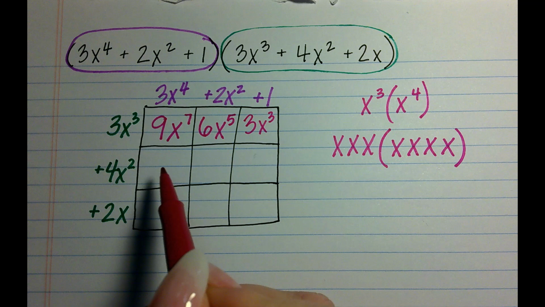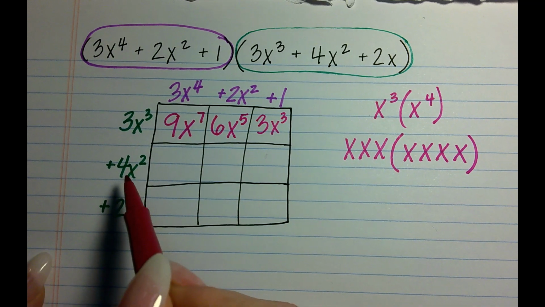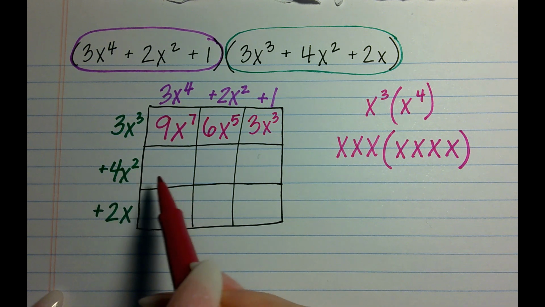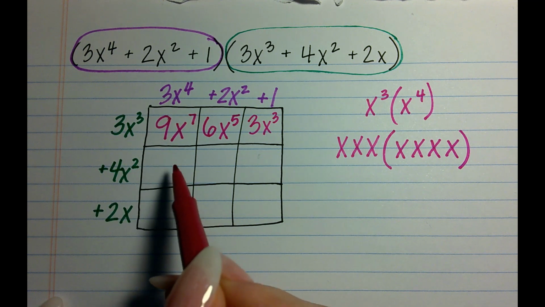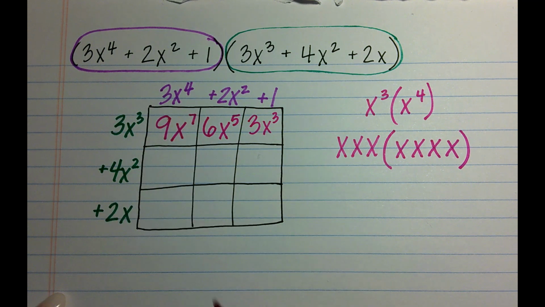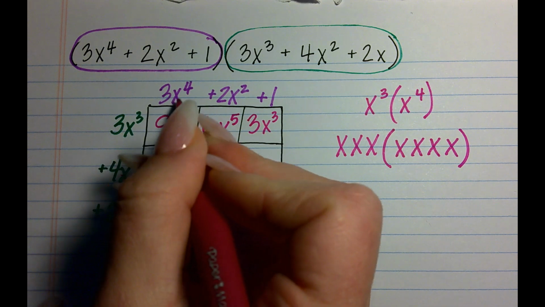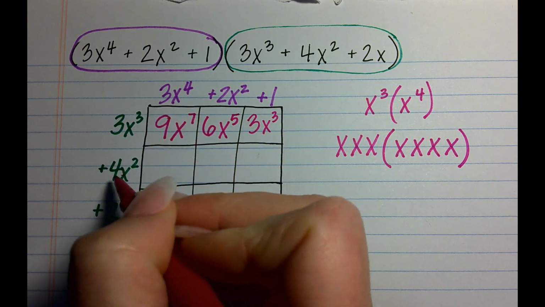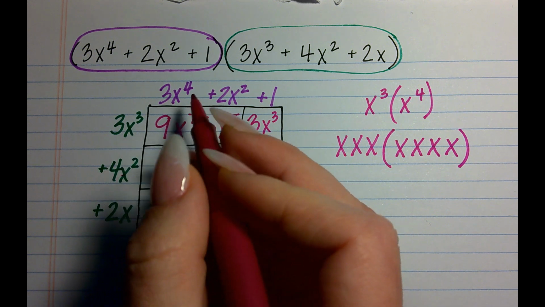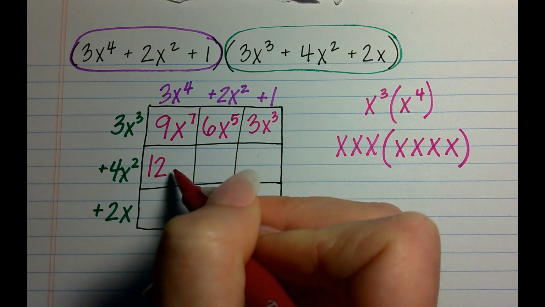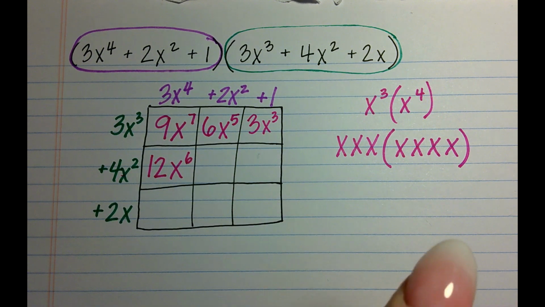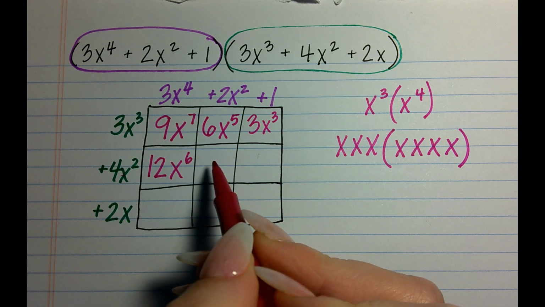Now on to the second row. That means every time I go to the next term, we're using the 4x squared as our multiplier. So what am I multiplying in my first box of my second row? 4x squared times 3x to the 4th power. So what's our coefficient? 12. That's right, 4 times 3 is 12. And our exponent will be 6. Good.